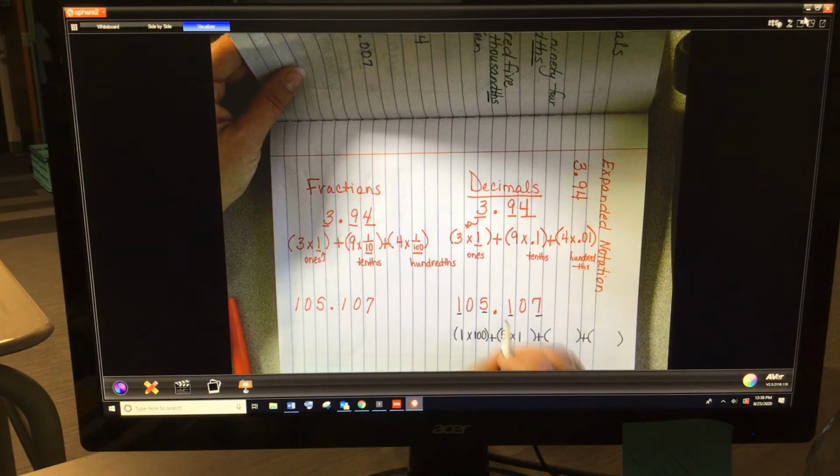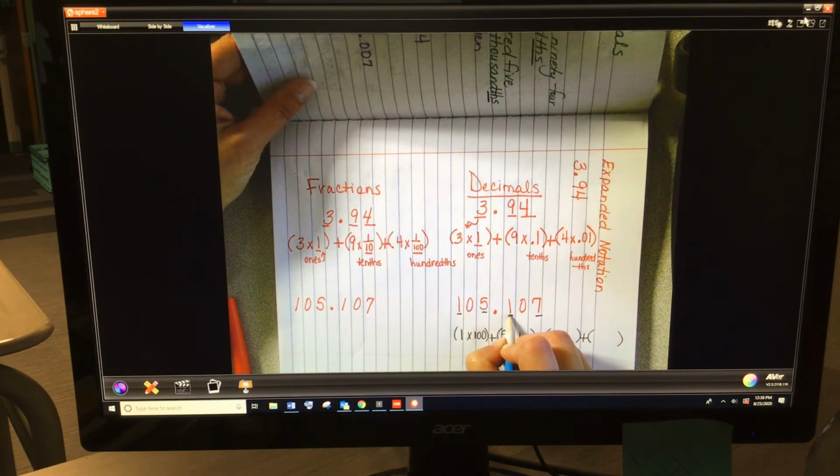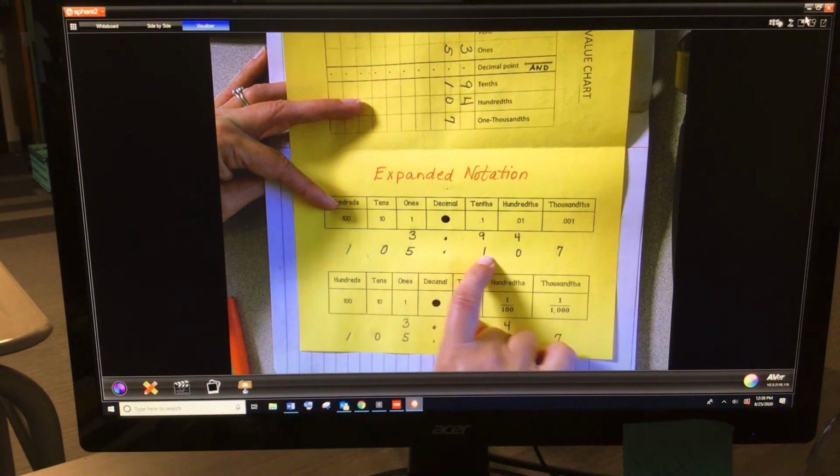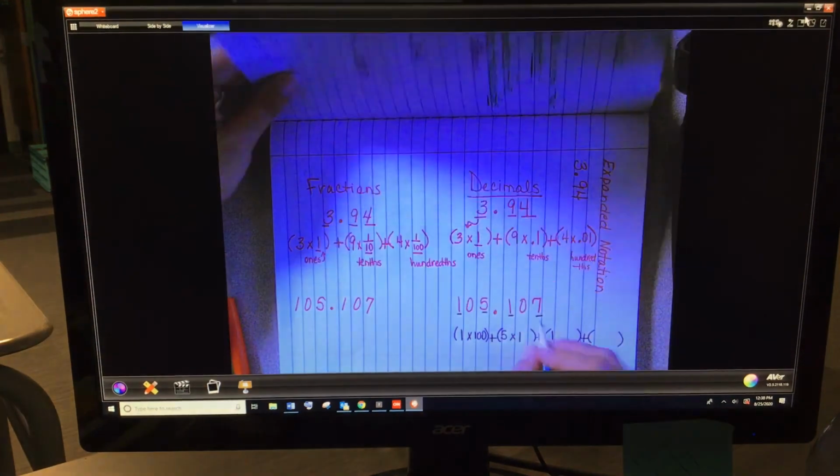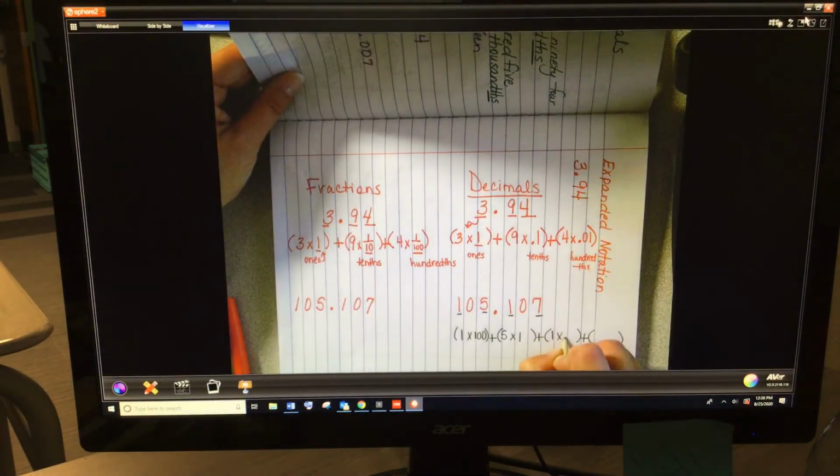Alright, so now we go to our next value. We see a counting number. It's 1. What place value is a decimal? What are we going to multiply that 1 by? It's in the what place value? It's in the tenths. So 1 times 1/10.